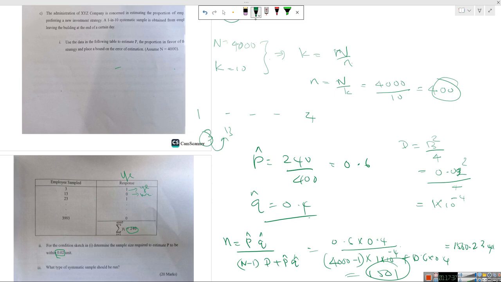Okay, now the second part, right? So this is the first part, so we have determined the sample size. So what type of systematic sample should be run? Now you see, we have to select 1500. Now N divided by n will be equal to k. So 4000 divided by 1500 will give me, okay, let me write it clearly here.